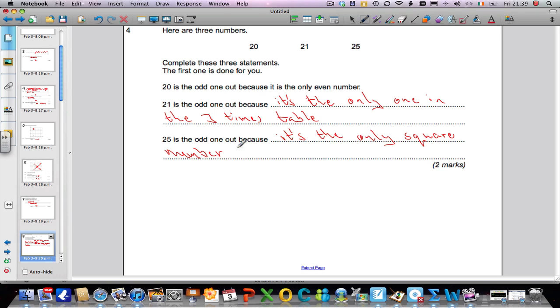Another reason which I spotted was it's the only factor of 50. So it's the only one that's a factor of 50 in this list. There are probably more. These for me were the easiest ones to spot.